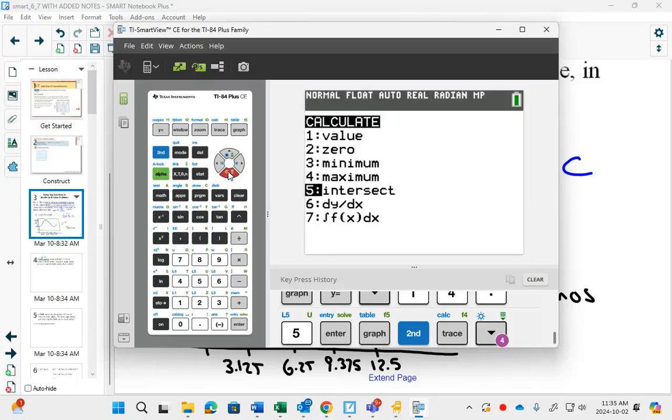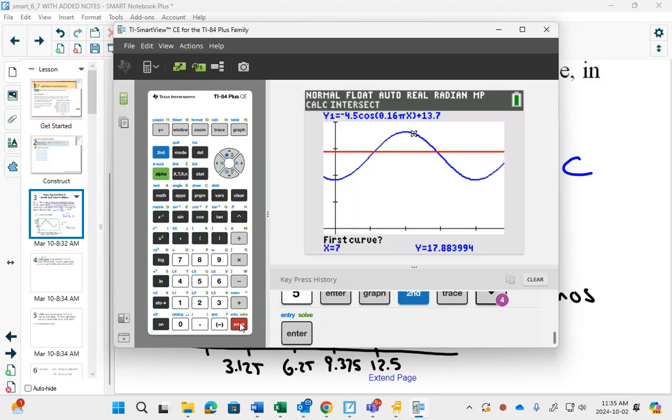So I go down to number 5 or hit the number 5, push enter, and it says, what's your first curve? Sure, the blue one, enter. What's your second curve? It automatically went to the second one. Sometimes you can get crazy and have 4 or 5 graphs going, so then it would make a difference. But we only have the 2, push enter. It asks you to guess. I don't know why. Just push enter again. I think it intersects here. Okay, I guessed right, but now it tells me the number. The number is at 9.02 and 14.5.